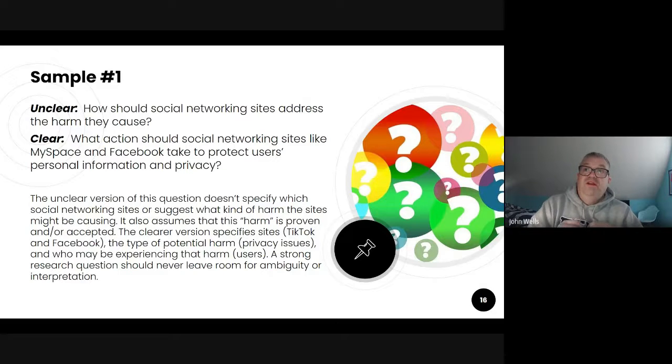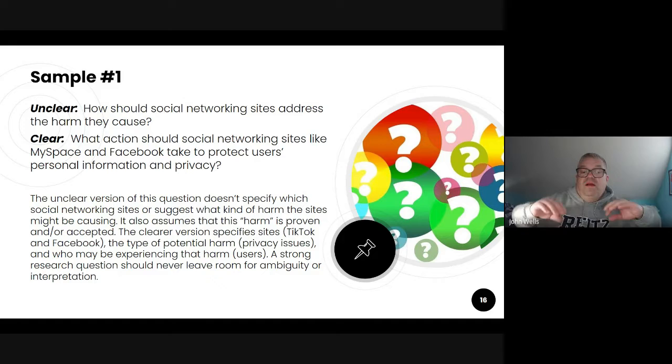So instead of, well, the first one, is it an action? Is it a thought? Is it a law? Is it whatever? No, okay, we're looking for an action. Now, who is going to take that action? You said social networking sites. Who are we talking about? We're talking about Facebook and MySpace, these places in that general microblogging kind of platform, right? And then harm that they cause. What kind of harm are we talking about? Oh, we're talking about personal privacy and what it takes to protect that.